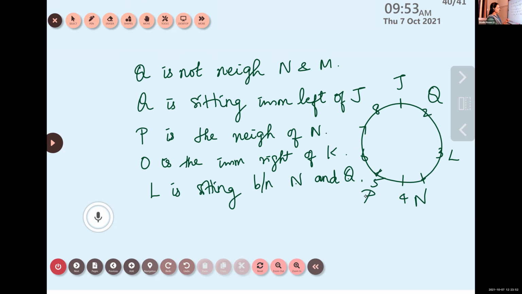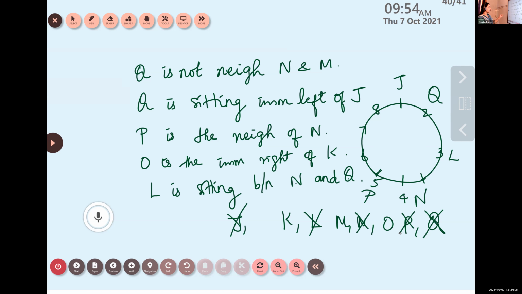So now which are the letters left out? We are starting with the letter J. J, K, L, M, N, O, P, Q. So now we have arranged Q, we have arranged J, then L is over, N we have arranged, then P we have arranged. So now which are the letters left out? K, M, O. We have to arrange K, M, O.